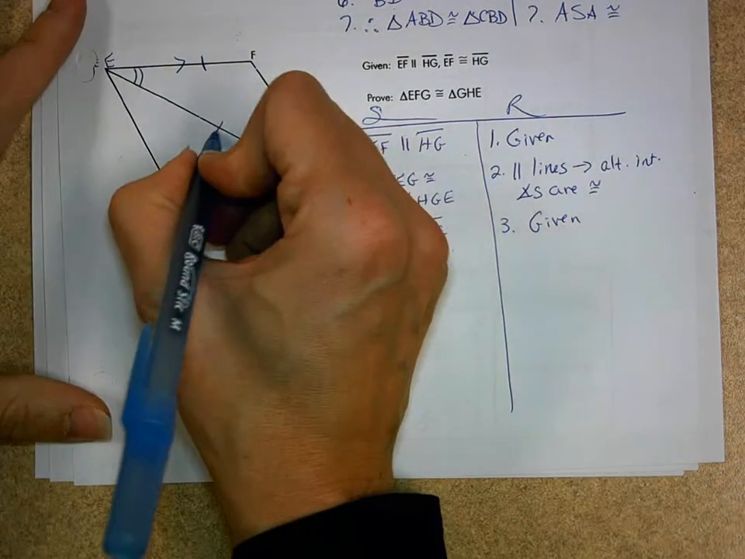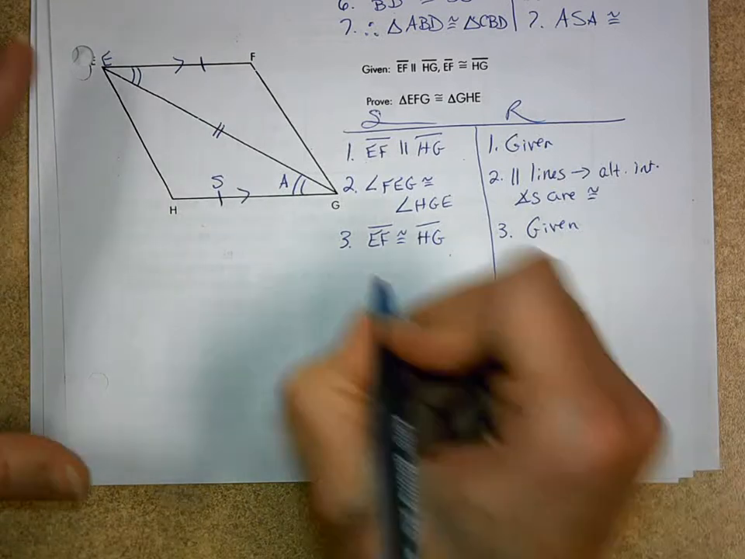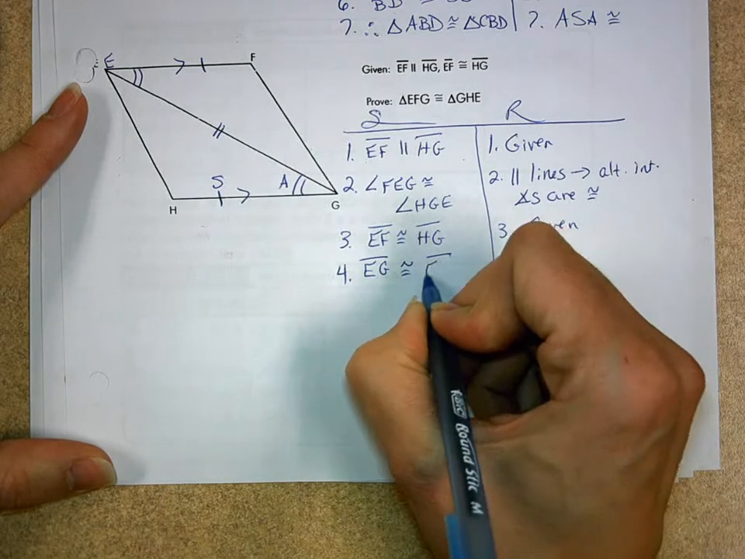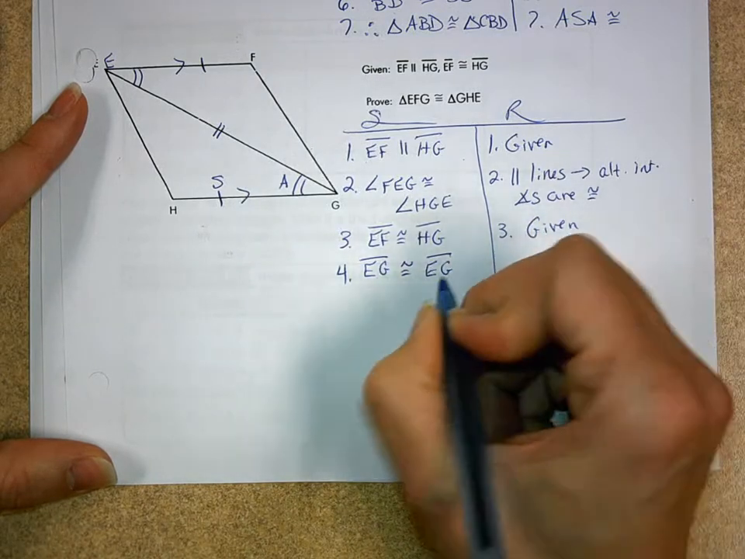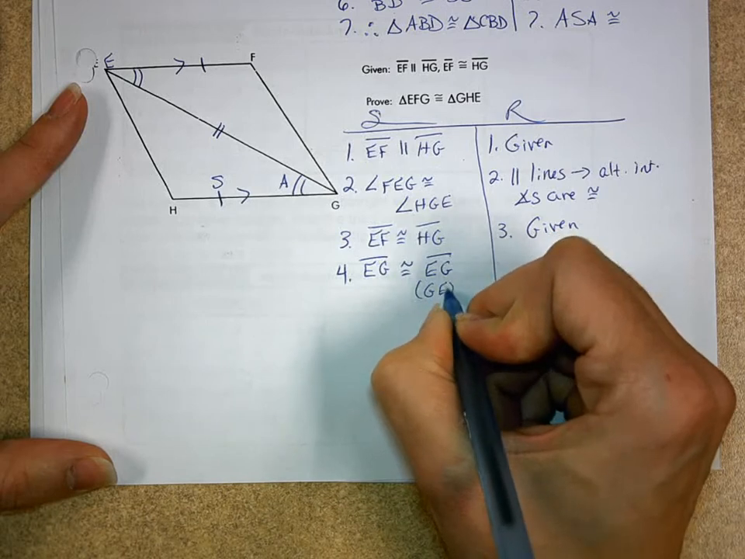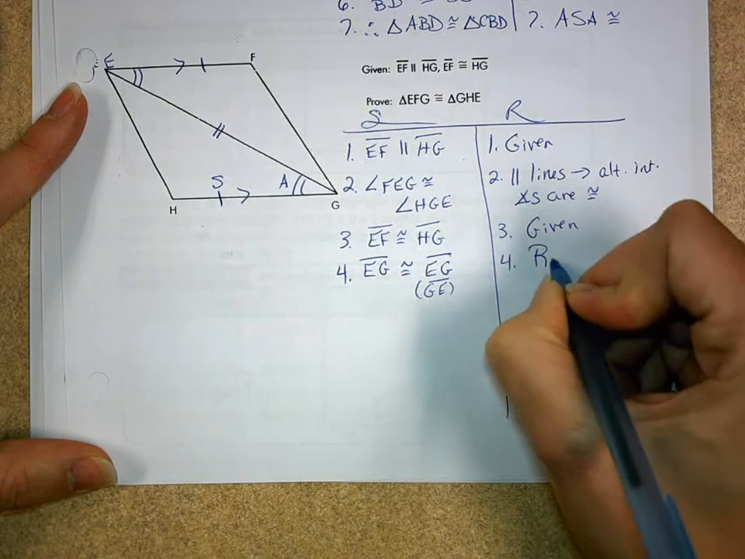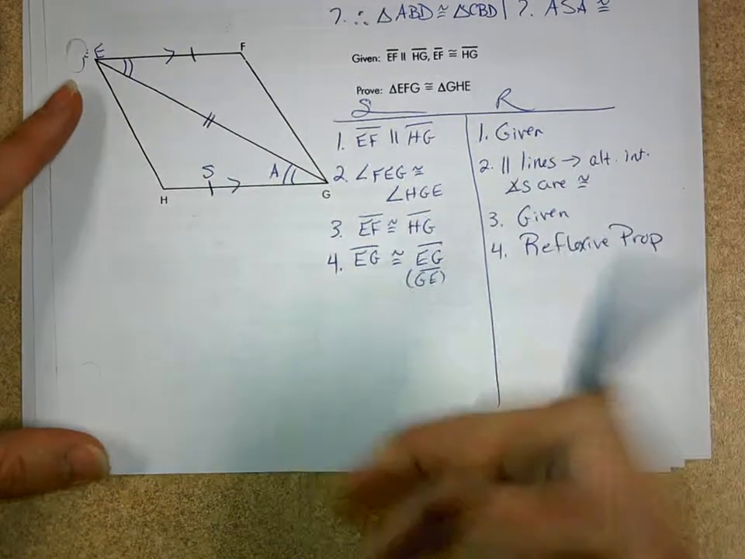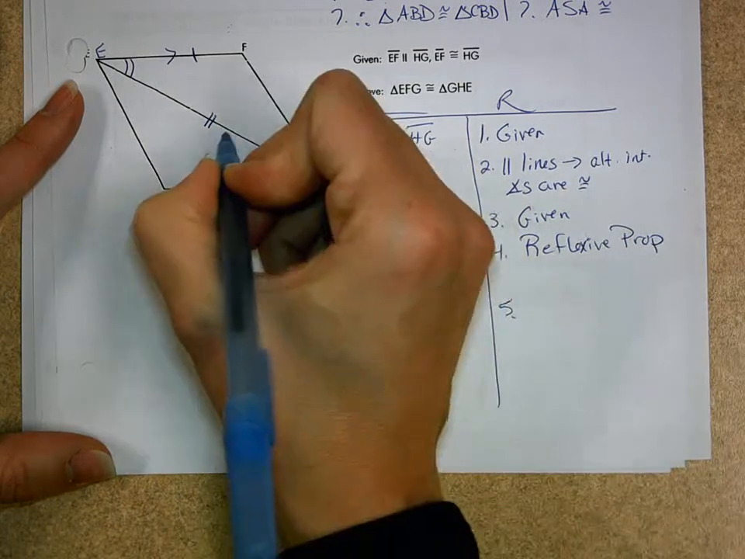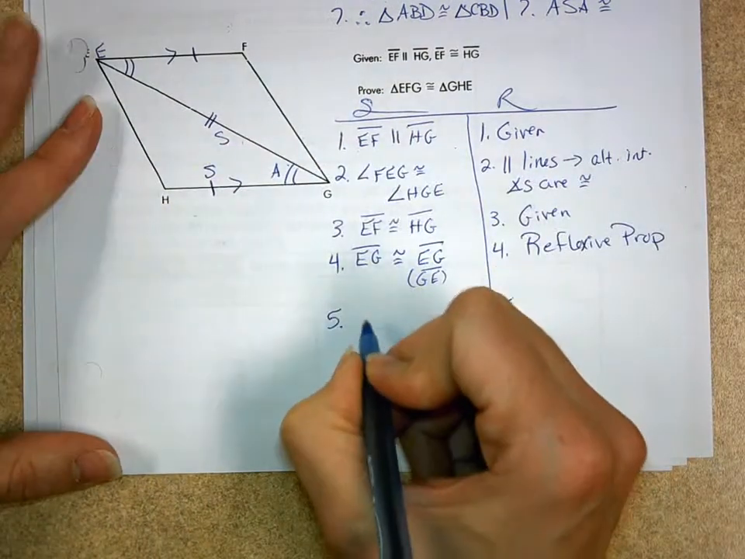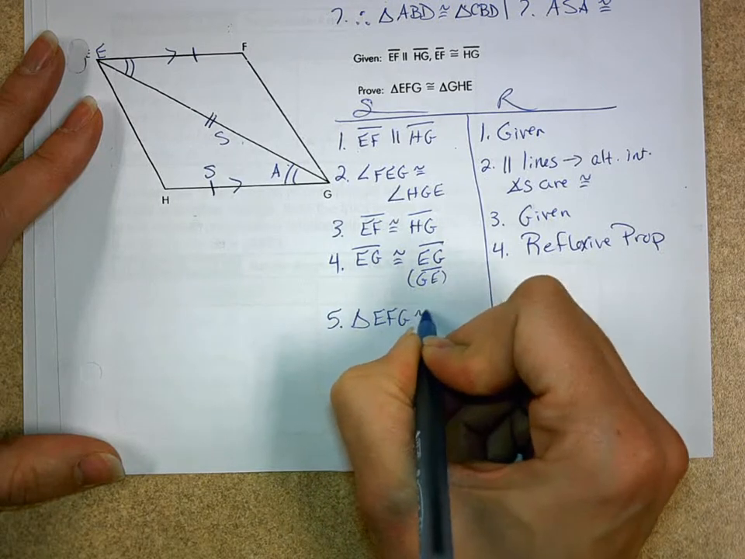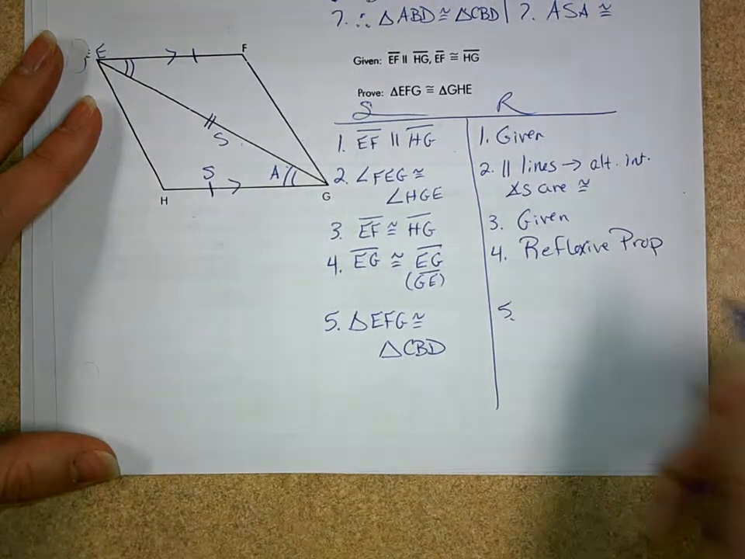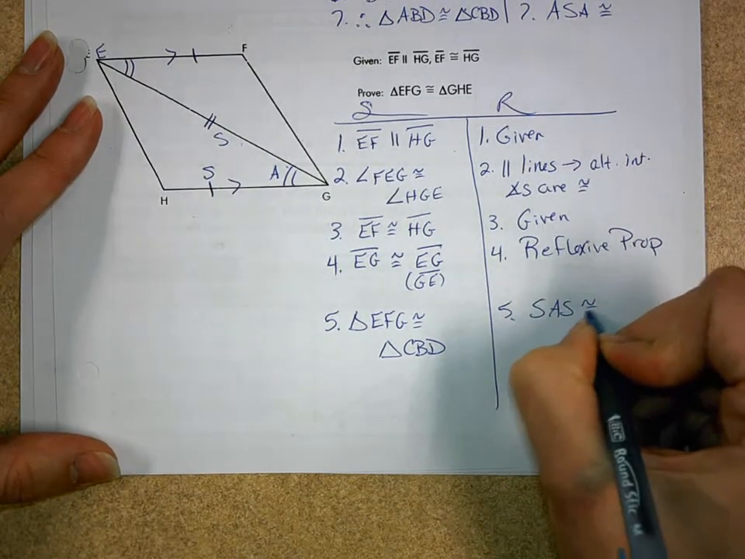Well, hopefully you're recognizing the reflexive property. They share a side. So I have segment EG is congruent to segment EG, or you can even say GE, so you're matching up perfectly by the reflexive property. By the way, you don't have to write that part there. And once I do that, I have a side, angle, side. I have the SAS. So triangle EFG is congruent to triangle CBD, okay, by side, angle, side congruence.